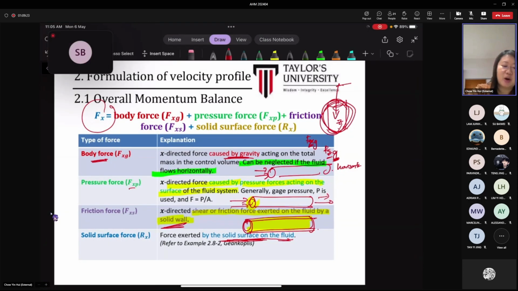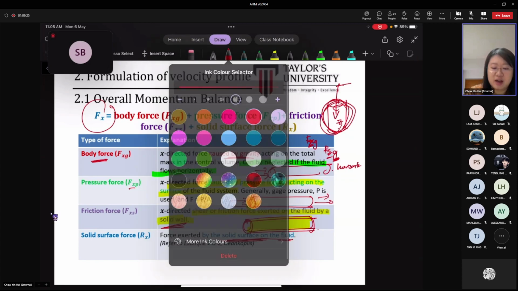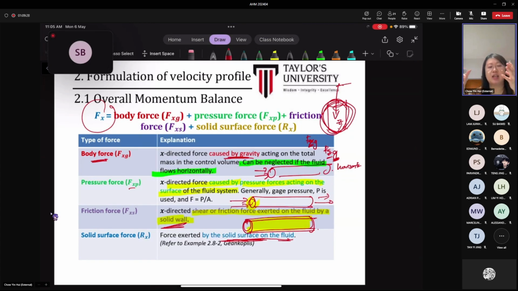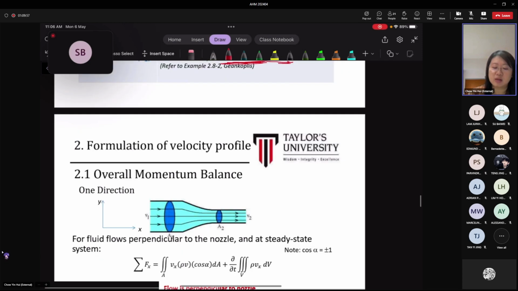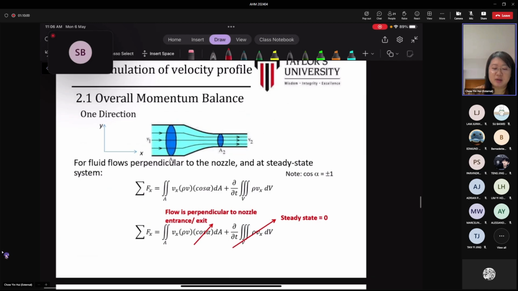So the overall momentum balance equation. On the right hand side, as you saw just now, is the net momentum efflux, which is equivalent to the rate of momentum leaving the system minus the rate of momentum entering the system, plus the rate of accumulation of momentum, which is equivalent to the time rate of change of the momentum. That is equal to the sum of forces that act on the system. The sum of forces is contributed by all four types of forces: body force, pressure force, friction force, and solid surface force.